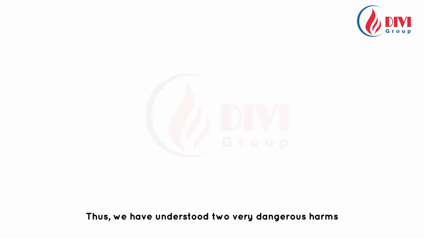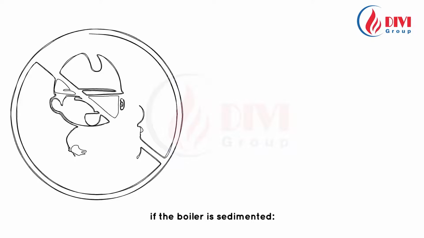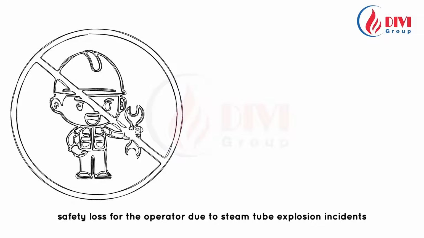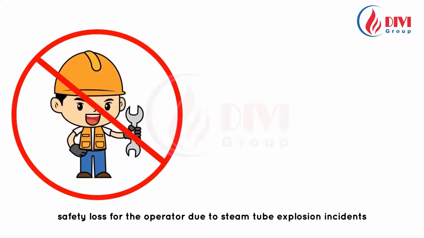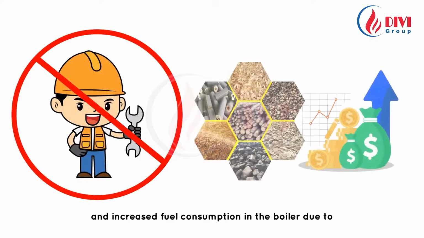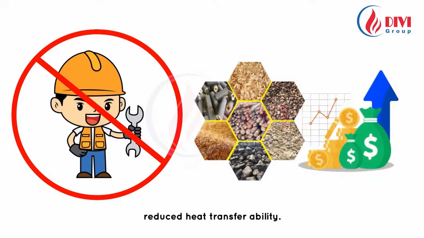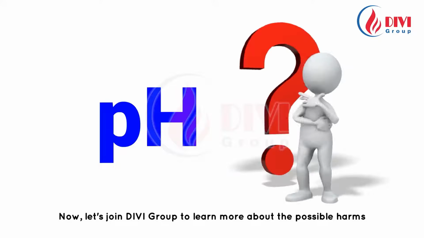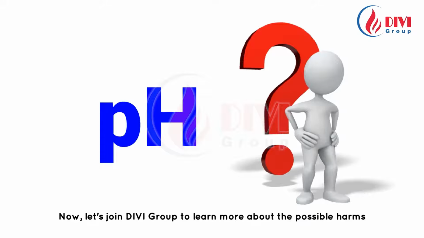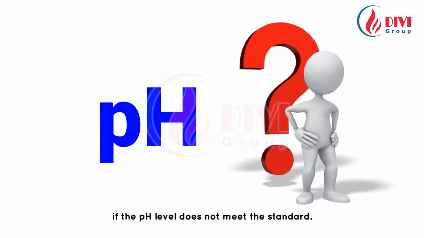Thus, we have understood the very dangerous harms if the boiler is sedimented: safety loss for the operator due to steam tube explosion incidents, and increased fuel consumption in the boiler due to reduced heat transferability. Now, let's join DIVI Group to learn more about the possible harms if the pH level does not meet the standard.